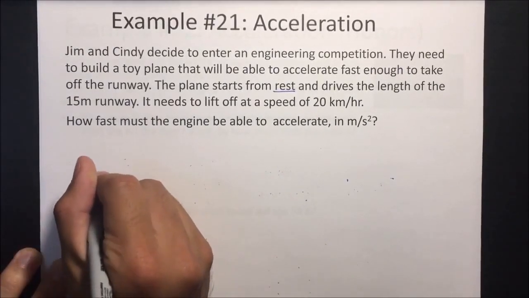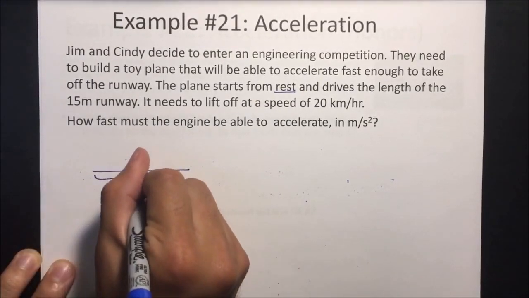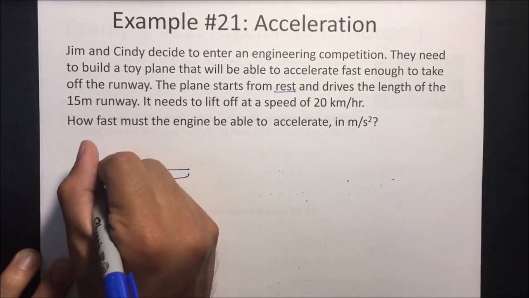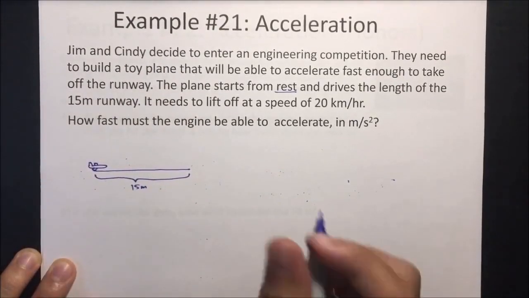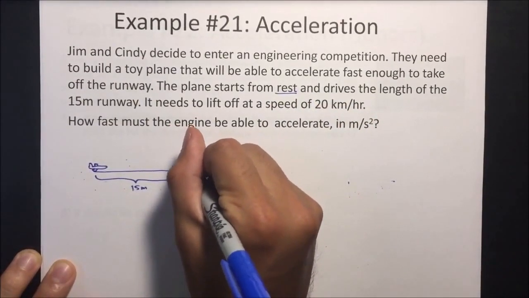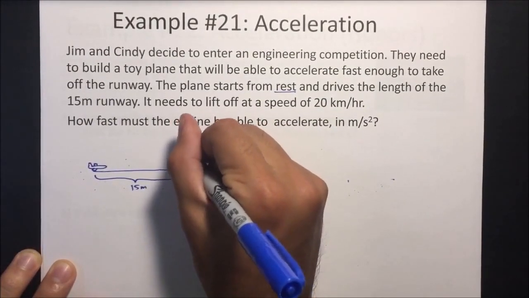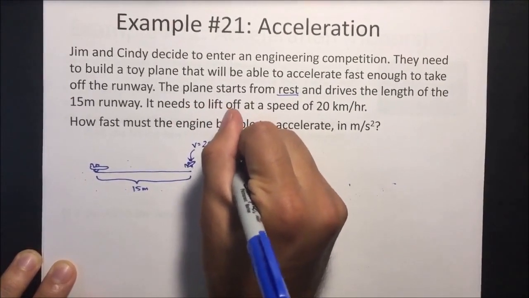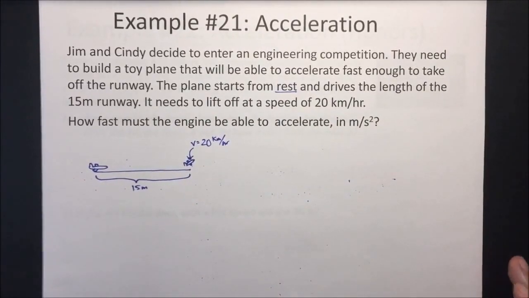Alright, so again, we want to draw out the problem. We see that there is a 15-meter runway. We have a toy plane that starts from rest, and then it needs to be able to take off at the end of the runway with a speed of 20 kilometers an hour. Okay. I believe that's everything.